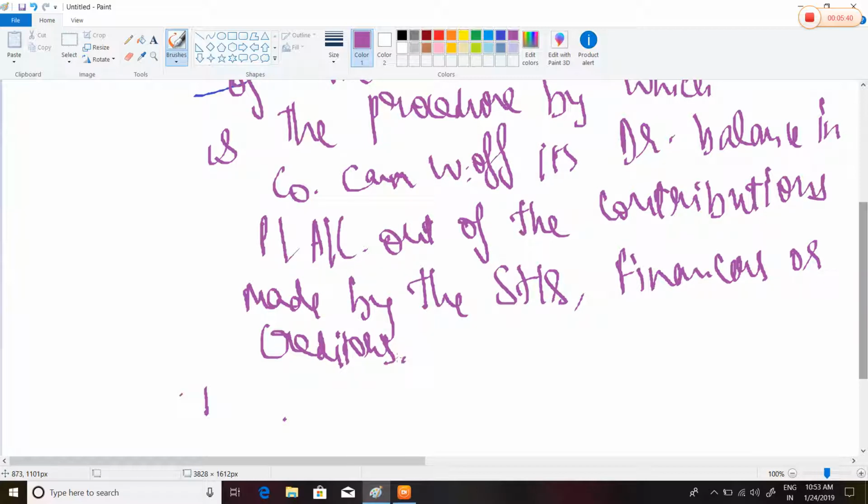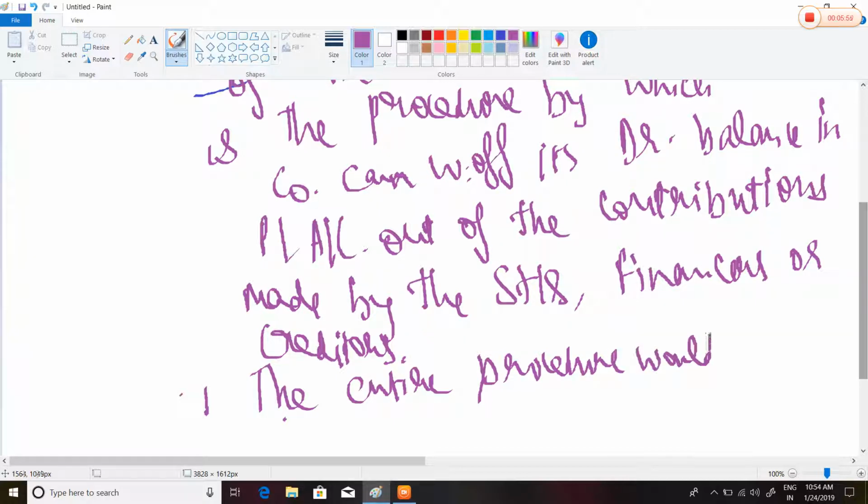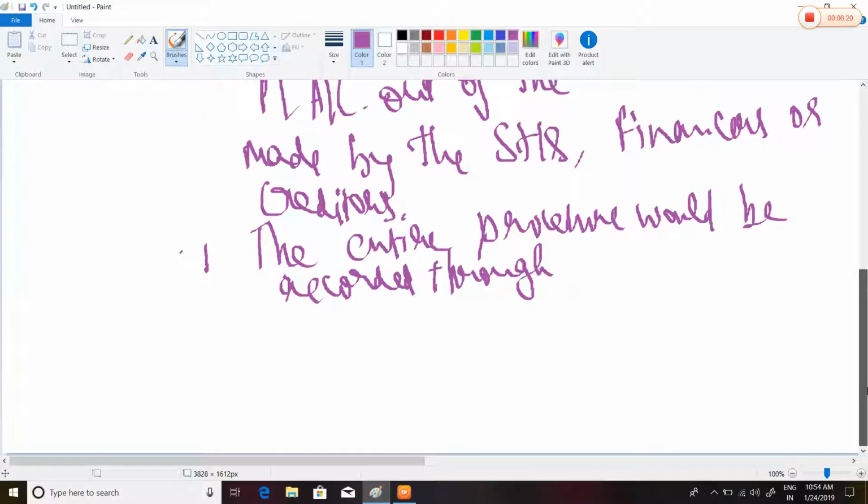Okay, the entire procedure would be recorded through a nominal account, that is, the reconstruction account. Please don't judge my writing, as the digital pen is not working properly.